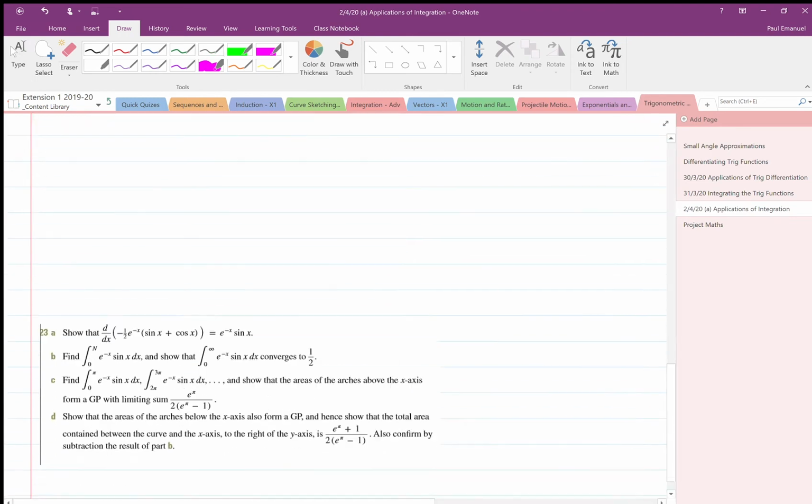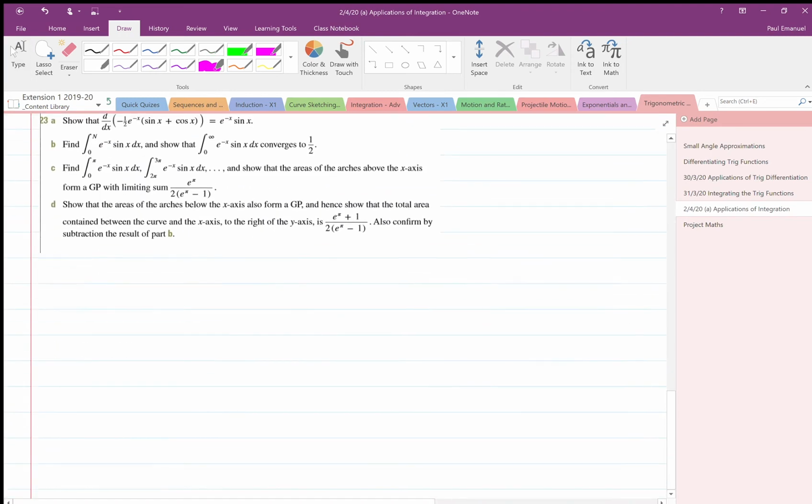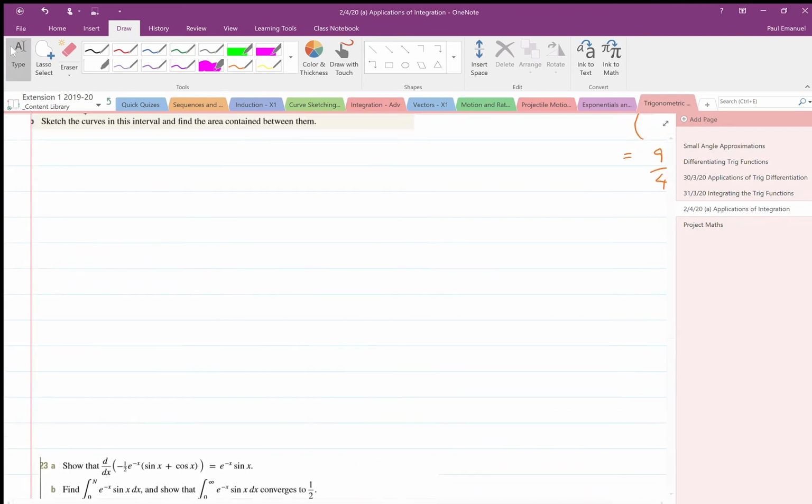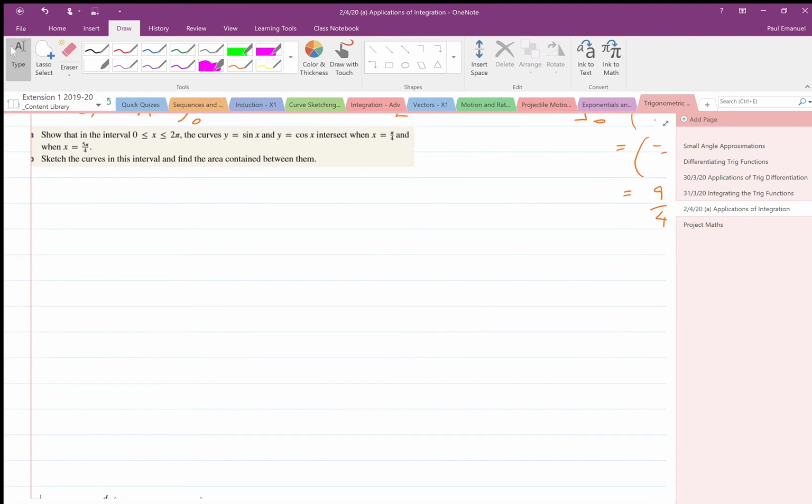Okay, last one, and then I've got an enrichment one down here that we might do together in class, I think. Show that the interval blah blah blah. Okay, so to show that they intersect, the easiest way to do that is to divide by cos.